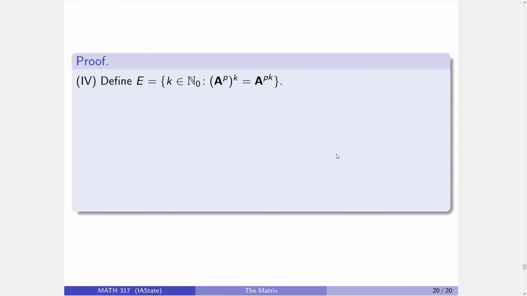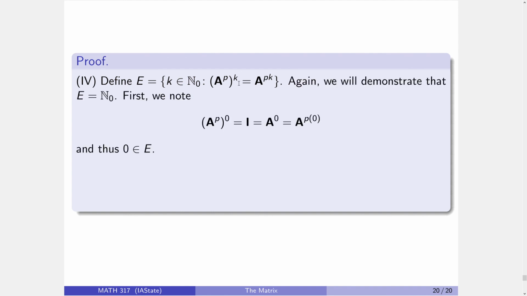Alright, and finally, let's prove this, and this will be another proof by induction. So again, we'll do that. So first thing we'll note, replace k with 0 and show that k of 0 is actually in the set, and it's not too hard to see that that is true. You raise this to 0th power, you get the identity matrix, which is a to the 0, and 0 times anything gives you 0. Cool.